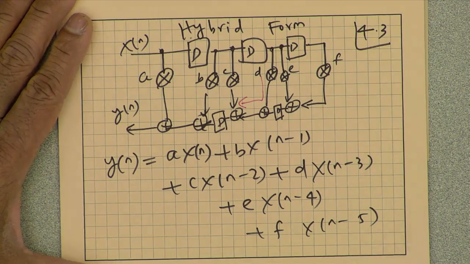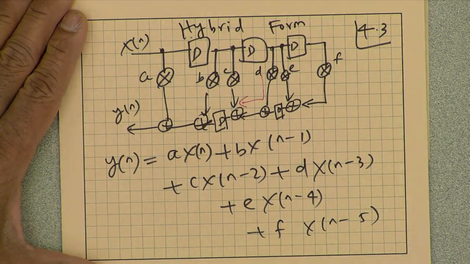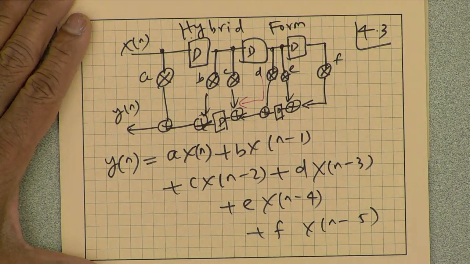Any question? So, we have really talked about 3 types of filter structures: direct form, transpose form, and hybrid form. Any questions about this? Yeah. Can any circuit be expressed like this? Will any circuit be implemented like this?